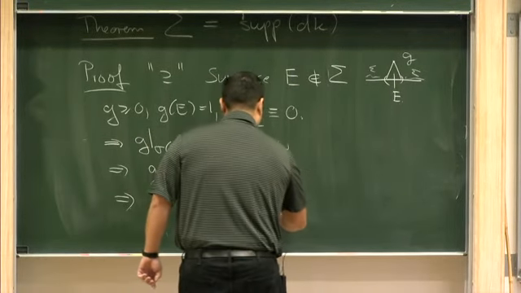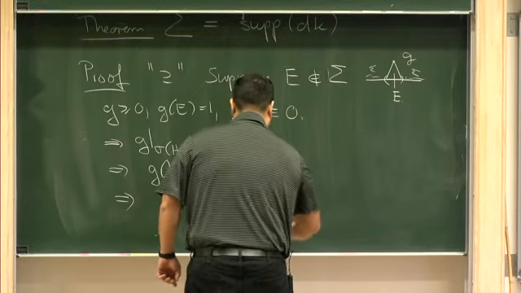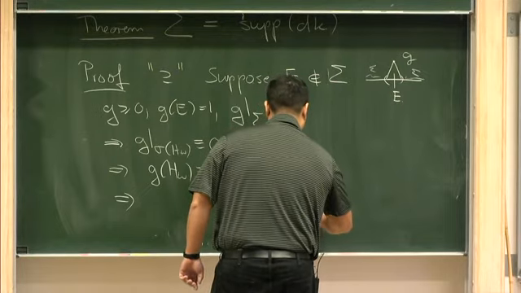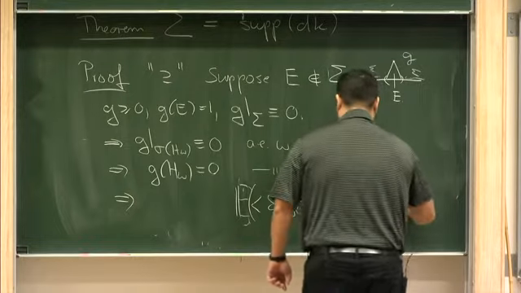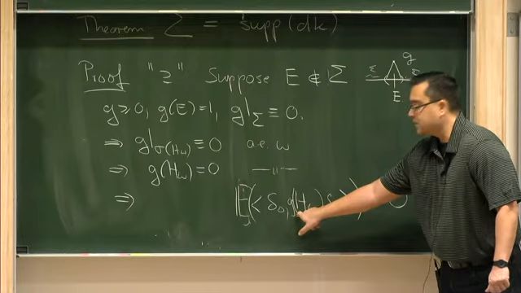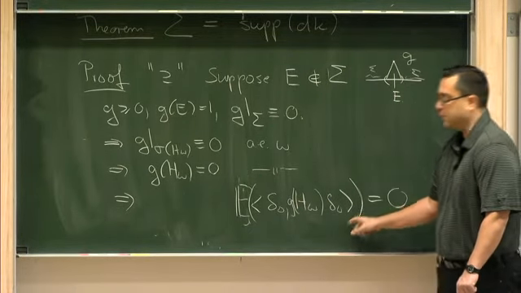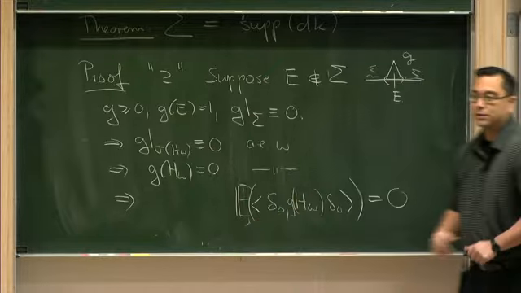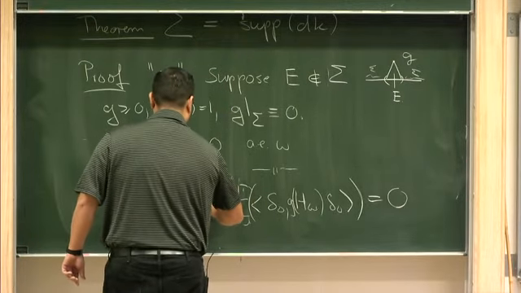Now I will write expectation again, H omega g. Here this guy is 0 for almost every omega. Therefore this inner product is 0 for almost every omega, and integrating against the mu gives me 0. So this is 0, but by definition it's the integral of g dk.